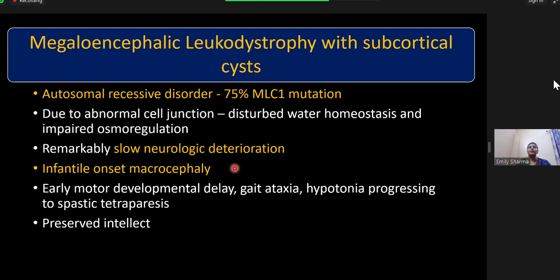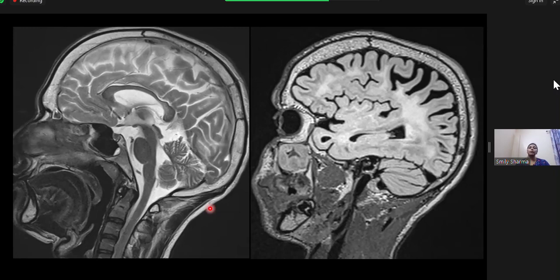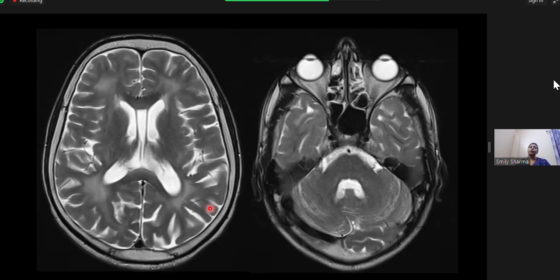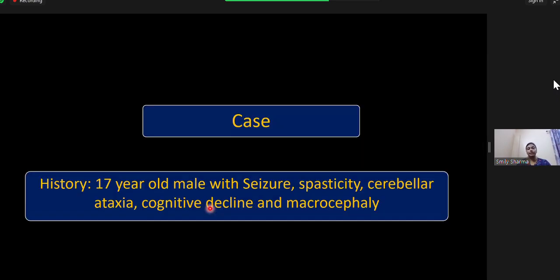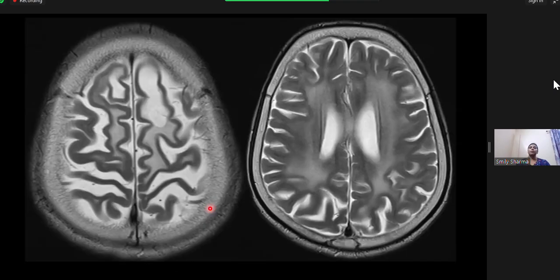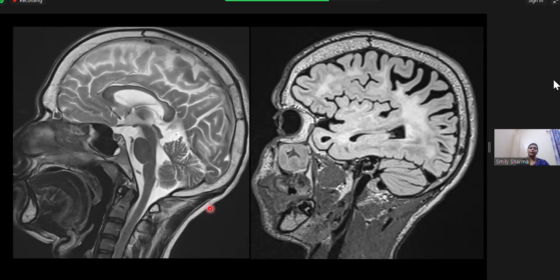So the patients usually have slow neurological deterioration. They may progress up to adult age, but the macrocephaly starts at a very young age, in infancy itself. However, the cognitive decline and other problems start later in age. So to begin with, this megalencephalic leukoencephalopathy with subcortical cysts is subcortical, and then it progresses towards the center.